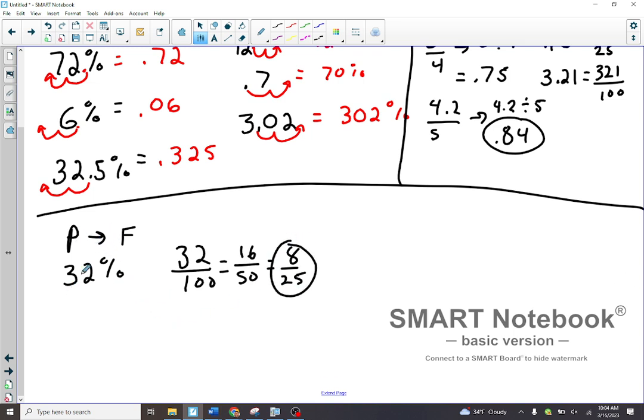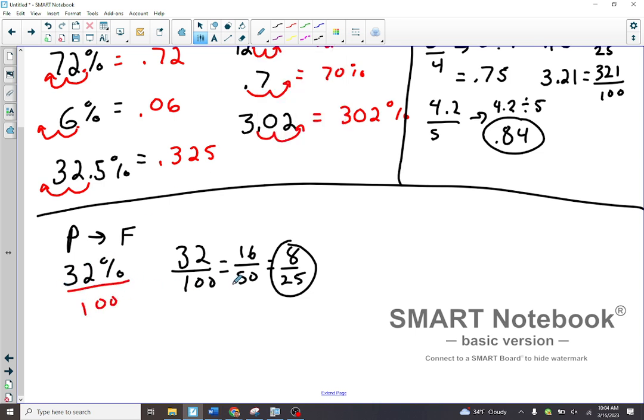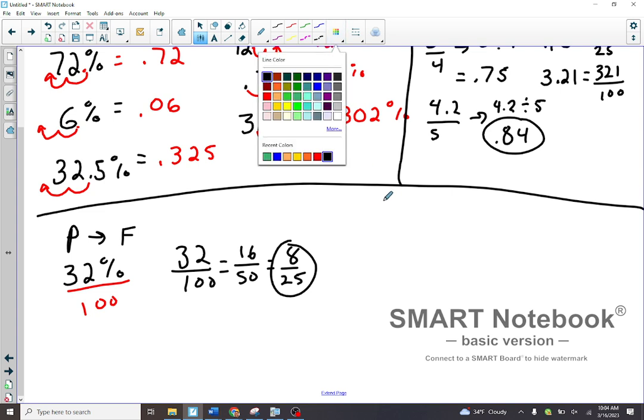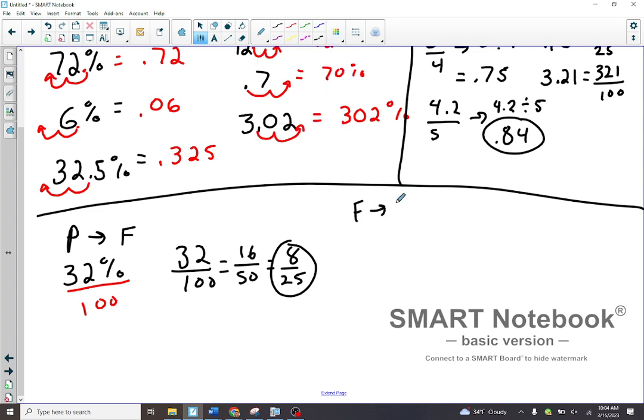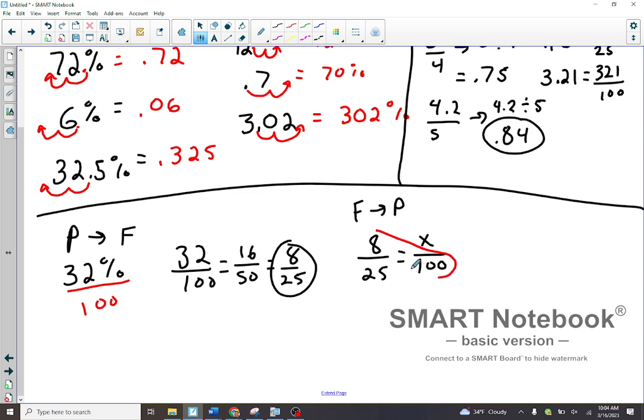So percent to fraction, you just put it over 100. That's all you do basically. But fraction to percent, let's say you had, we'll use 8/25 as an example. What you're going to do, it's going to equal, percent is x over 100. So from there, we're going to multiply over here.